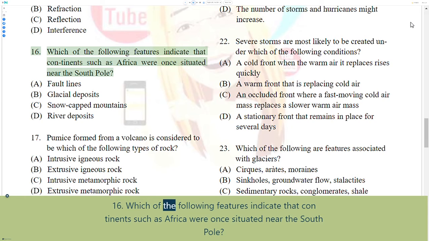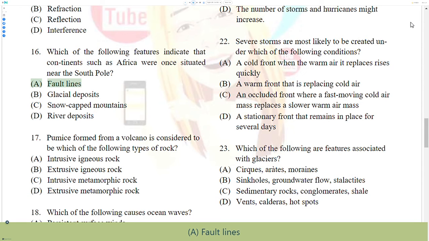16. Which of the following features indicate that continents, such as Africa, were once situated near the South Pole? A. Fault lines. B. Glacial deposits. C. Snow-capped mountains. D. River deposits.